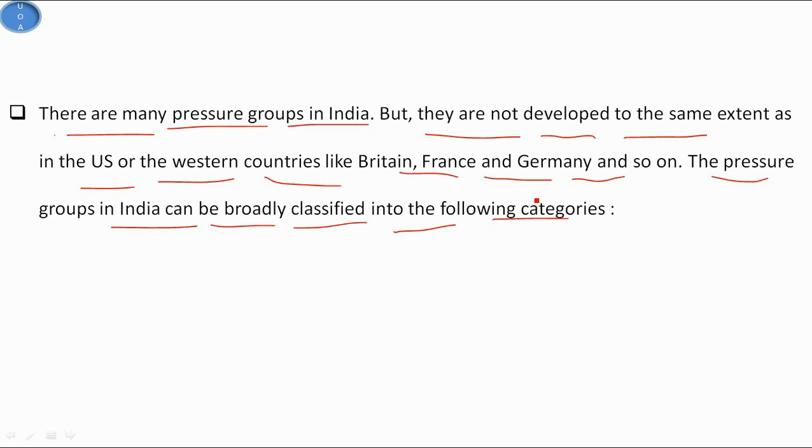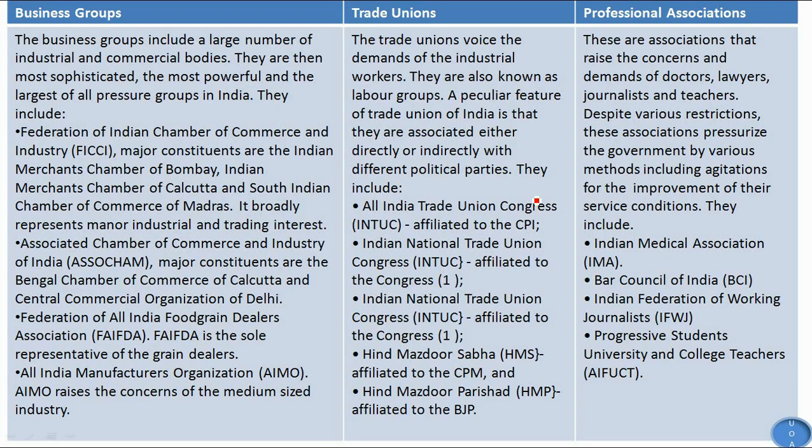I am showing you the different categories of the pressure groups. So just take a screenshot of these slides and you can read by yourself. The first slide is the three classifications: the first is business groups, then trade unions and professional associations. Just take a screenshot of these slides and you can read by yourself.